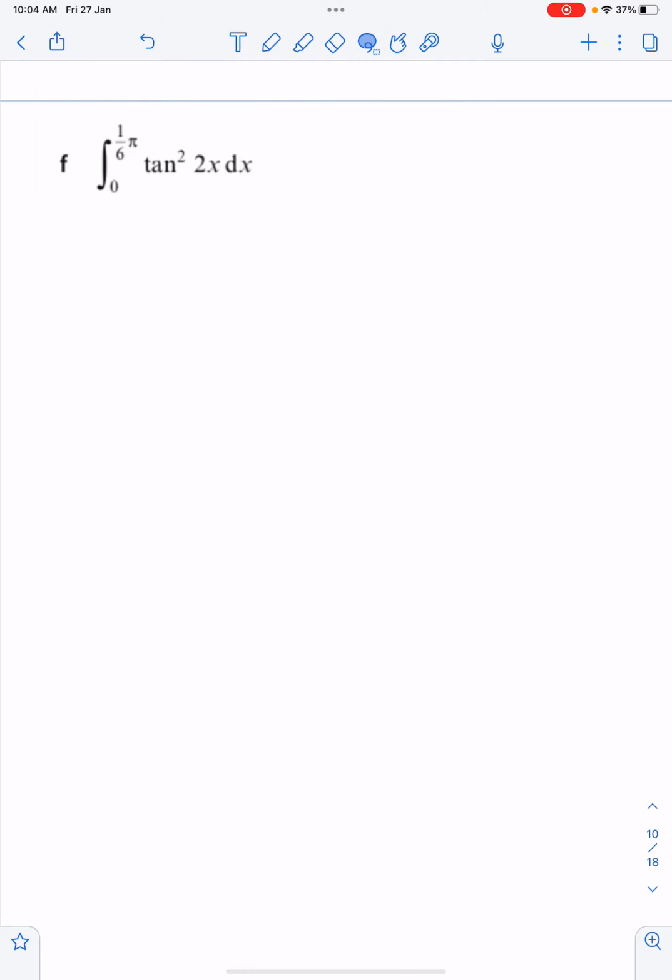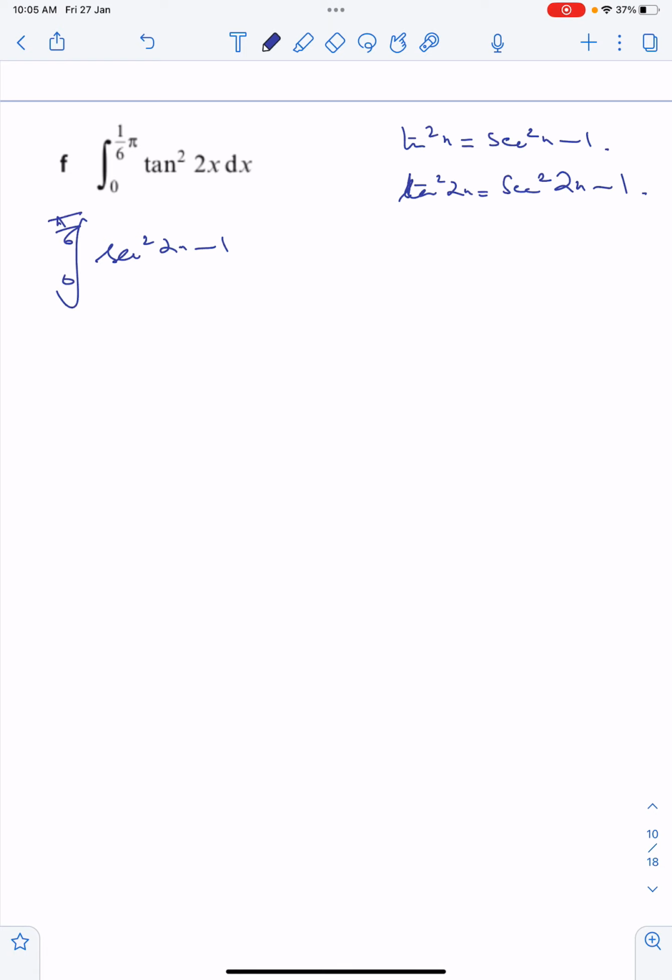Tan square 2x, we know that tan square x is equal to sec square x minus 1, and tan square 2x is going to be sec square 2x minus 1. Okay, so in place of tan square 2x, I'm writing sec square 2x minus 1, with the boundaries pi by 6 and 0. Now I'm going to start with the integration. Integration of sec square 2x is going to be tan of 2x divided by 2 minus integration of 1 is x. Now putting the boundaries here, pi by 6 and 0.